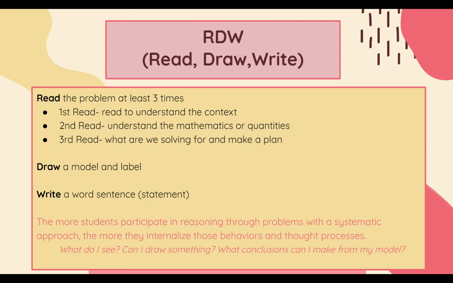The third read would be, what are we solving for? What's the question being asked? And let's make a plan. After we've read, we're going to draw. So the D means draw. We're going to draw a model and we're going to label it. Just like we looked at those visual models, those are the type of models we're talking about. That really makes a plan and puts student thinking on paper.